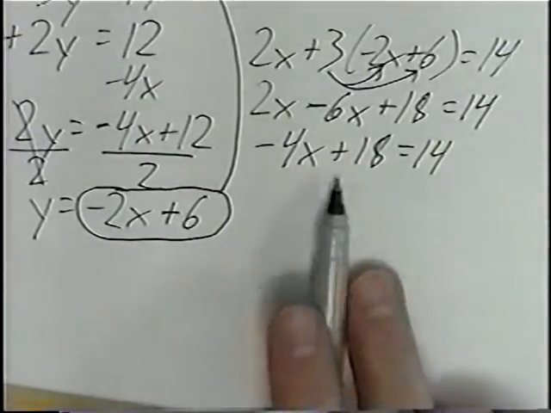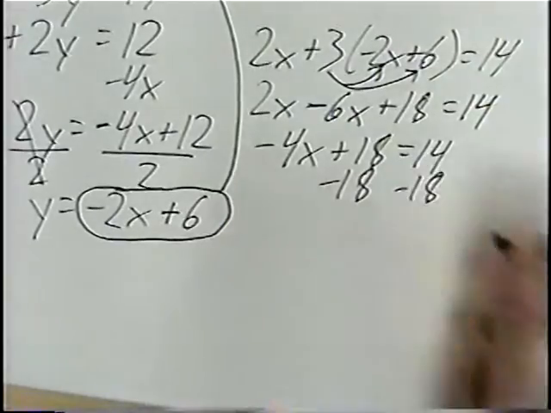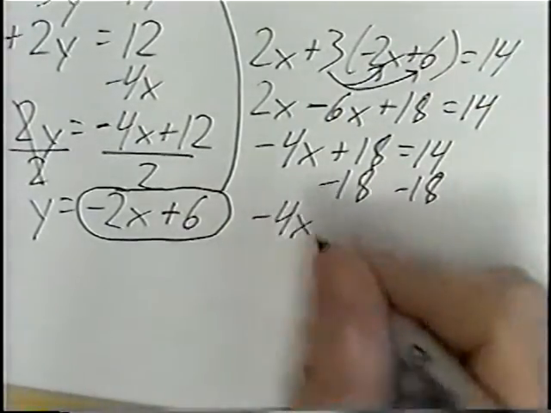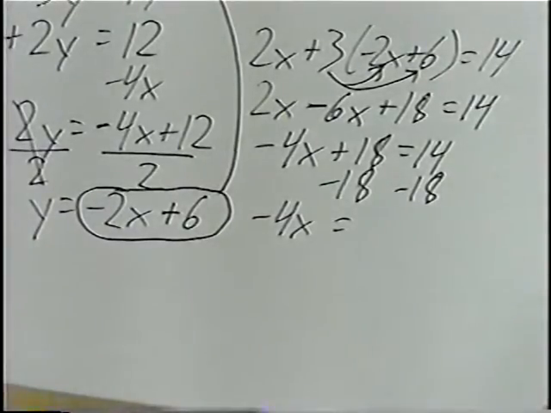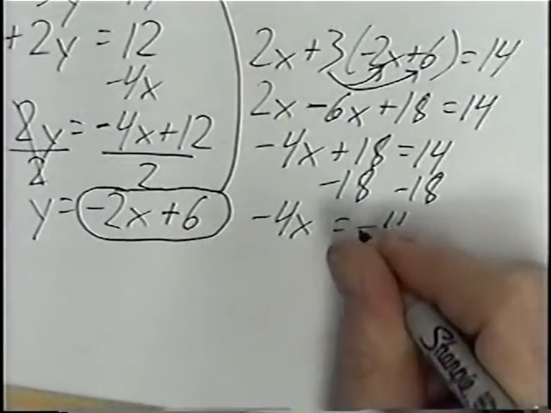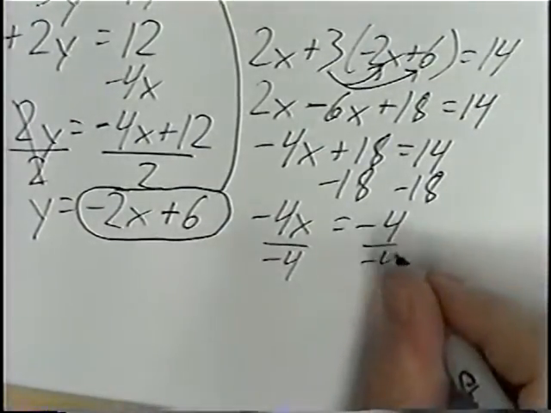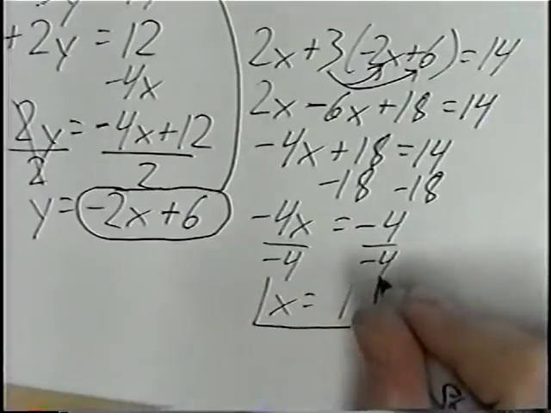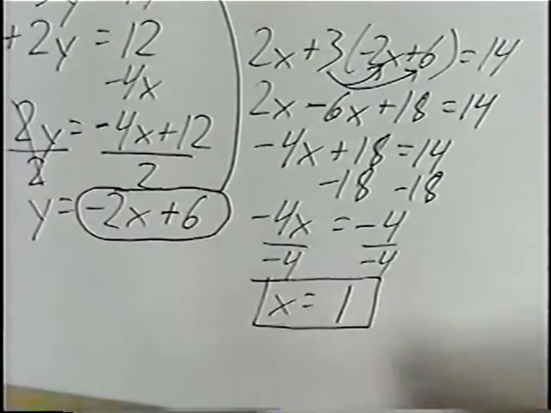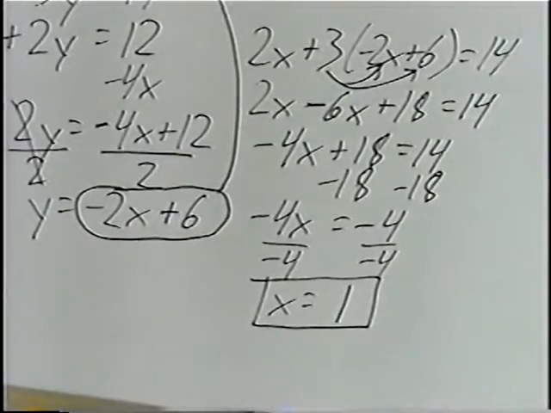Solving from here, to get x by itself, we can get rid of the plus 18 by subtracting 18 on both sides. So we'll have negative 4x equals 14 minus 18, which would be negative 4. And last step, we can divide by negative 4. And we'll get our first answer, x equals positive 1. Again, keep in mind this is one answer, x equals 1. We still need to plug it back in to solve for y.